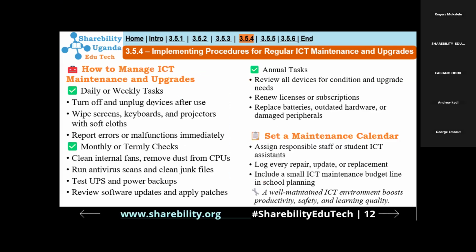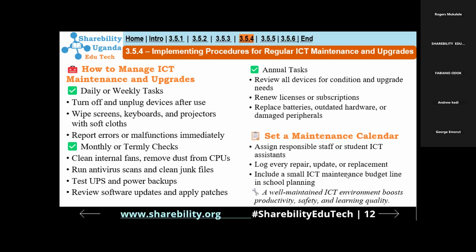So we have something here. There are things you are supposed to do on a daily basis when it comes to maintaining your computers. Every day, computers should be turned off well. You should wipe your screens and make sure there is no dust on the computers. Every month, remove dust from the CPUs, run antivirus, and update your antivirus, even if you have bought Kaspersky. Put on internet and update the database definitions so that it can clean up and protect your computers. Then annually, make sure that you review all your devices and renew whatever is needed.